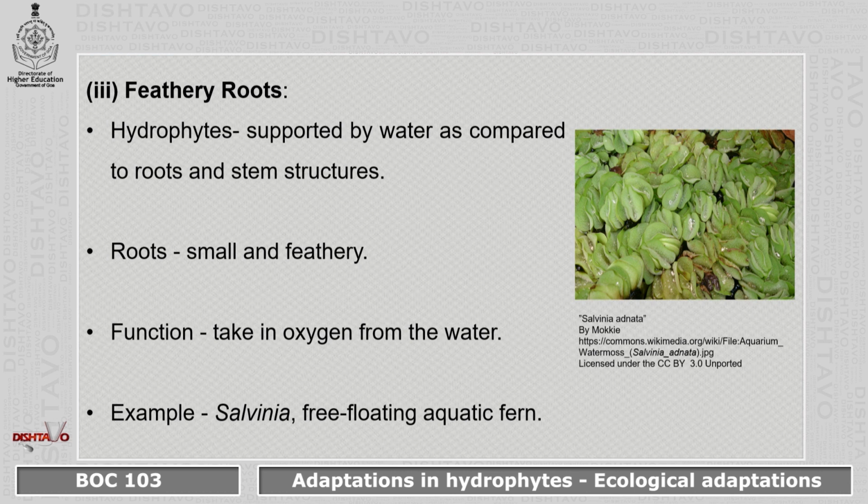Now, an example we have is Salvinia, which is a free floating aquatic fern. If you look at this image, this is Salvinia. It is commonly found in Goa. If you look at the roots of it, they have these fine hairy roots. So, this is the best example when we talk of feathery roots.